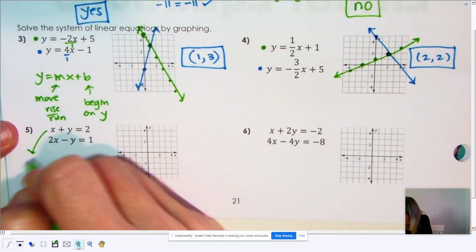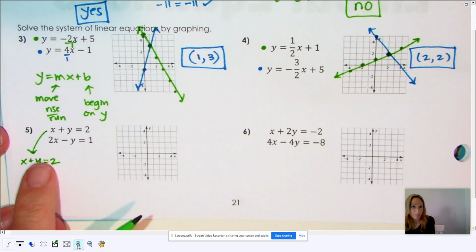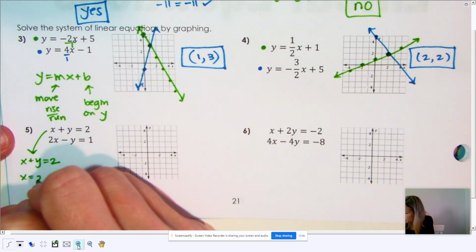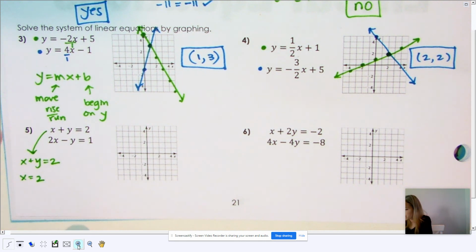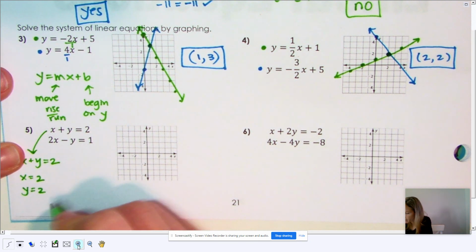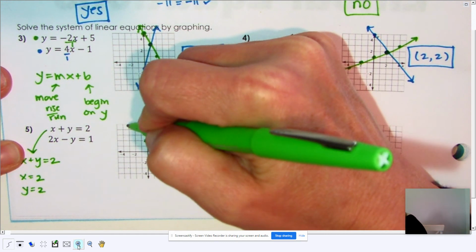So if I had x plus y equals 2, and I cover up or put a 0 in for the y, I get x equals 2. If I do the same thing for the x, I plug in a 0 for x, then I would get y equals 2. Now I'm just going to graph those two dots. X equals 2, y equals 2, and that's my line.